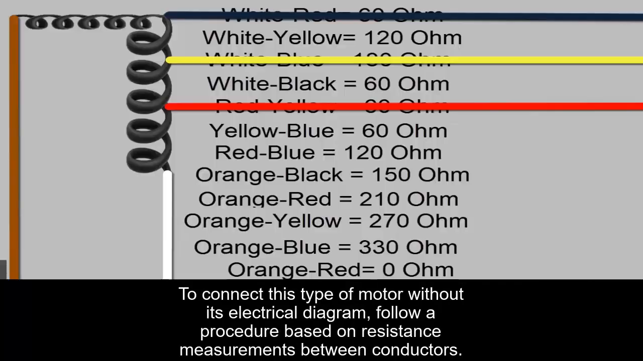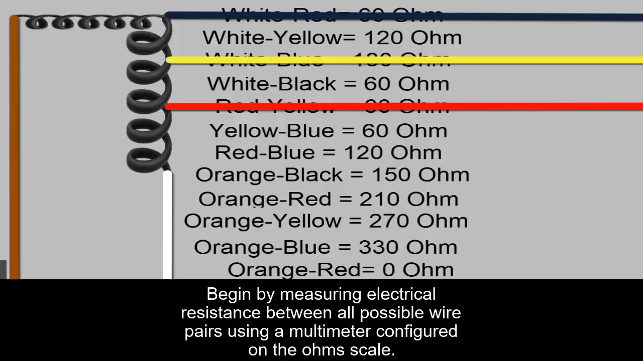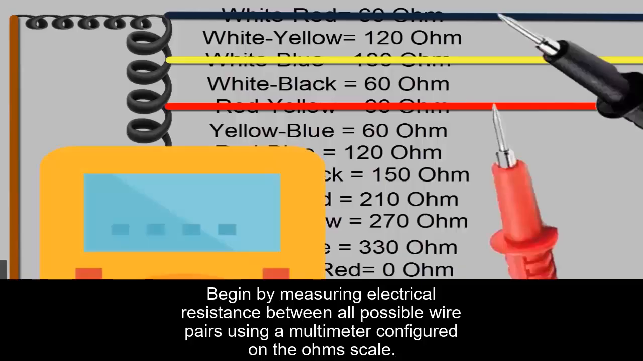To connect this type of motor without having the electrical diagram, it is recommended to follow the following procedure based on resistance measurements, which allows precise identification of the function of each conductor without relying on wire colors. A. Begin by measuring the electrical resistance between all possible pairs of motor wires without omitting any combination, using a multimeter set to the ohm scale.